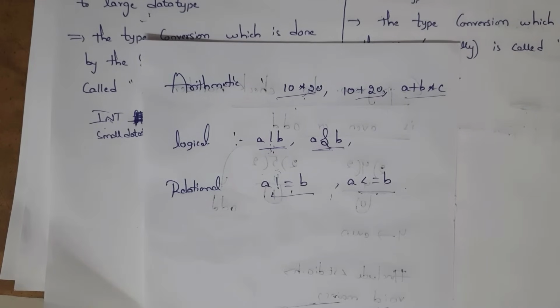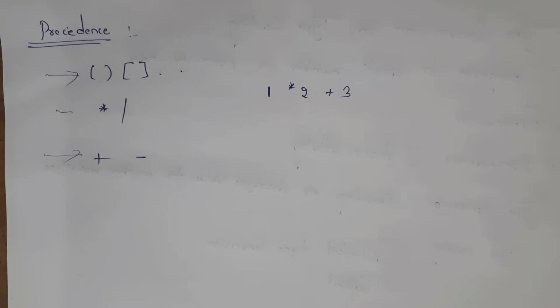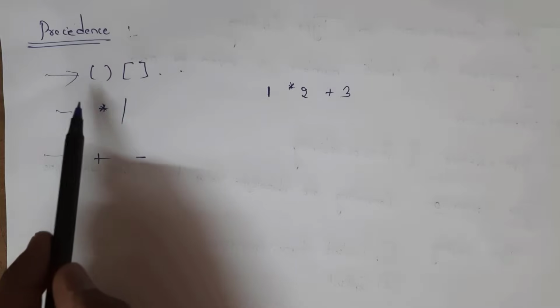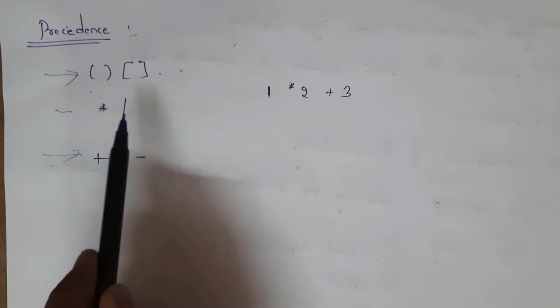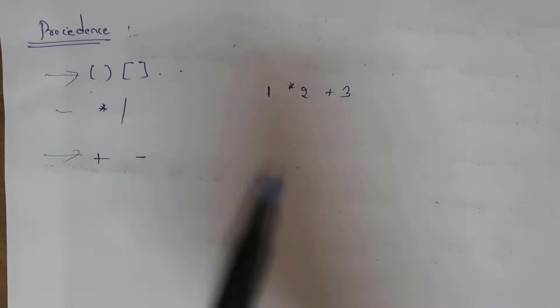Next, I will explain what is precedence and associativity. Precedence means priority: which operator has high priority and which operator has low priority. Here the first priority is for brackets, the second priority is for multiplication and division, and the third priority is for plus and minus. This is an example.